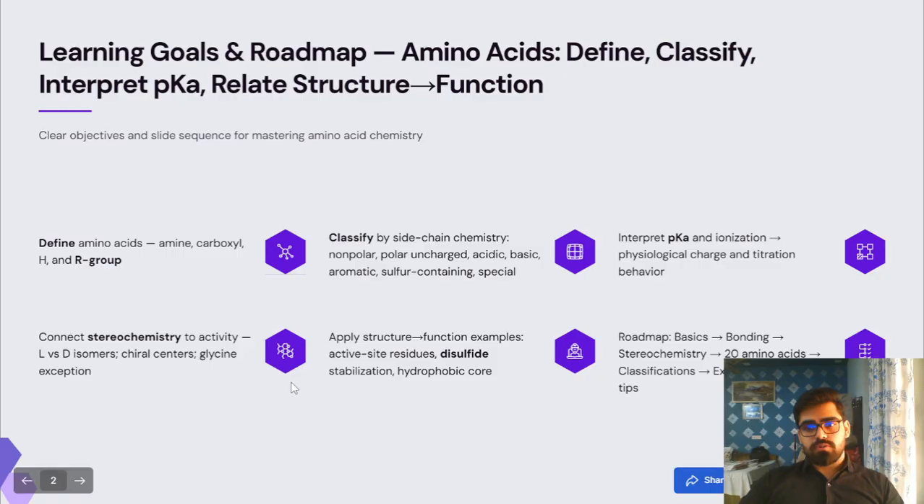So the basic roadmap includes bonding, stereochemistry, and their classifications. The classifications are based on various aspects as we will see further. So without delaying, let us continue. Going to the next slide.